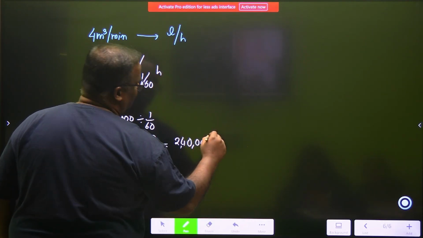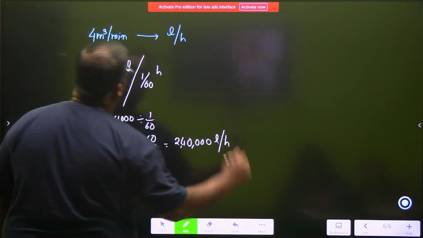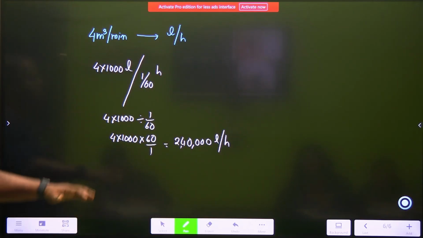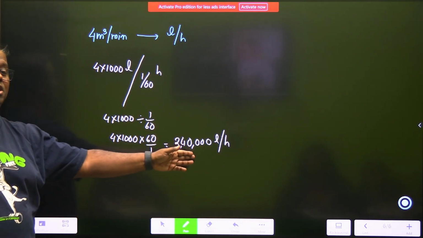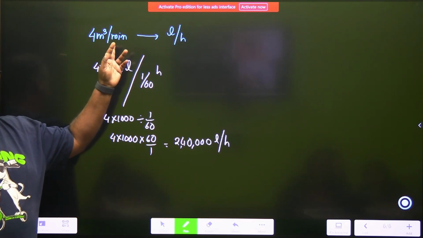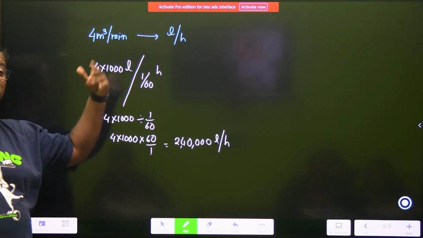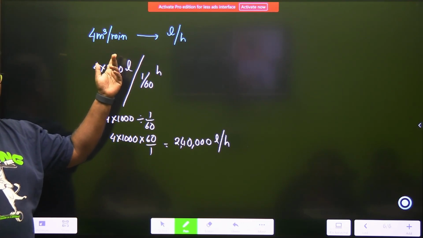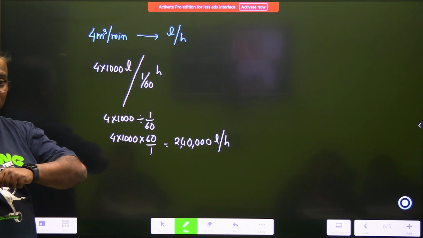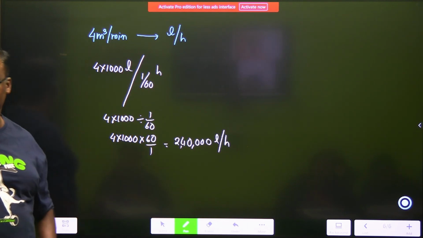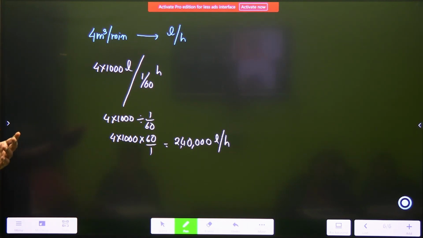2,40,000 liters per hour. And just think, you're thinking this is such a big number. Why? Because this is a very huge rate: 4 meter cube per minute. That means 4,000 water bottles 1 minute में खाली हो रहा है. It's like Gangotri, like the glacier water is falling down.